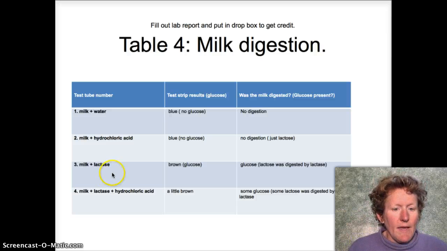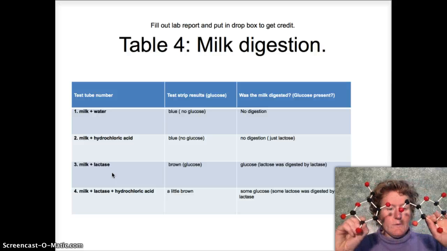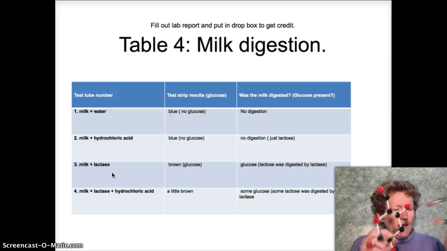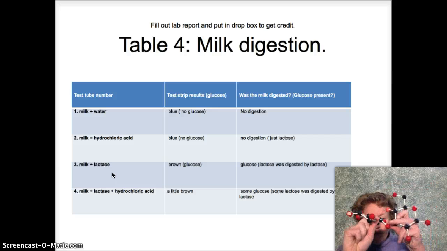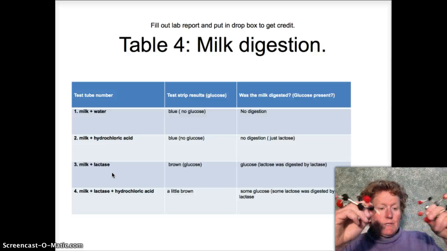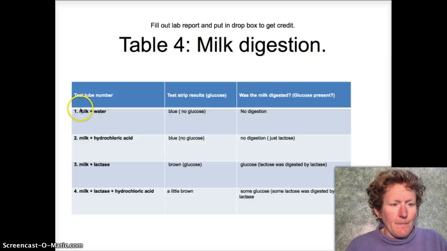And so when we add lactase, we get glucose because we cut the big sugar into two little ones, one of which is glucose. The detector can't detect glucose when the two sugars are stuck together. This doesn't react with the detector strips. When lactase chops it in two, then it reacts and we get the brown strips.